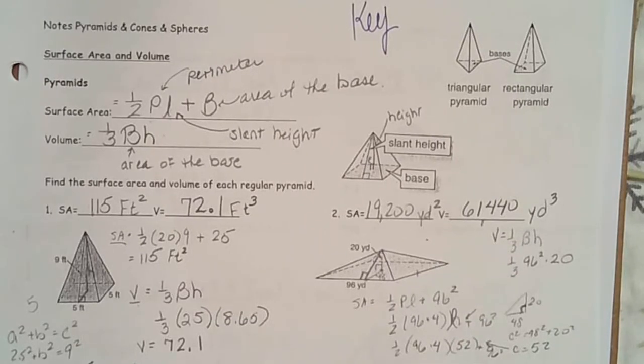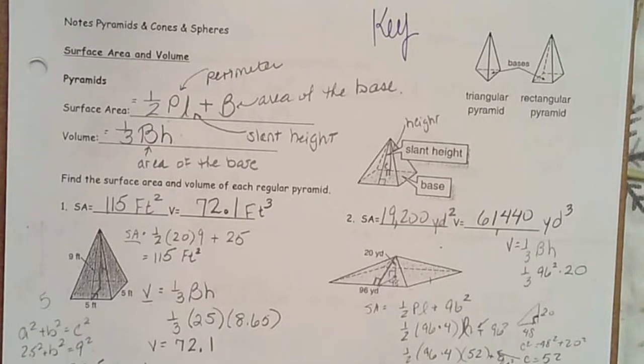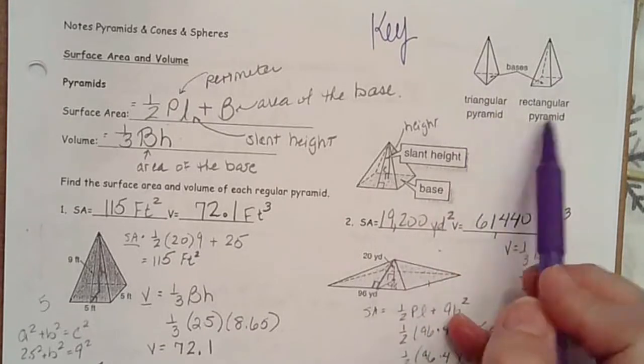So right now we're going to try some quick problems talking about the surface area and volume for pyramids and cones. Let's first dissect the pyramid. Okay, so here's a basic picture of a pyramid.